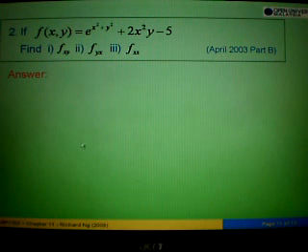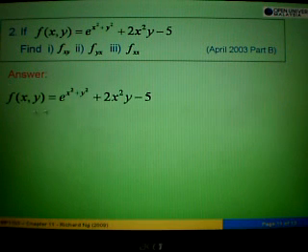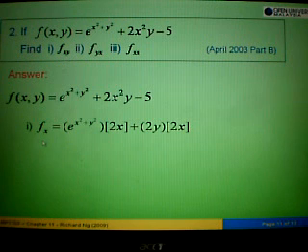Question number 2. If f(x,y) equals to e to the power of x squared plus y squared plus 2x squared y minus 5, we are asked to find fxy. So fxy, start with the function. So start with fx first.